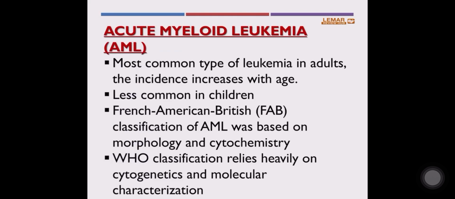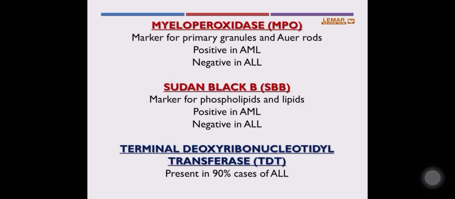AML, on the other hand, is the most common type of leukemia in adults. The incidence of AML increases with age. It is less common in children. FAB classifies AML according to the morphology of blasts and cytochemistry.